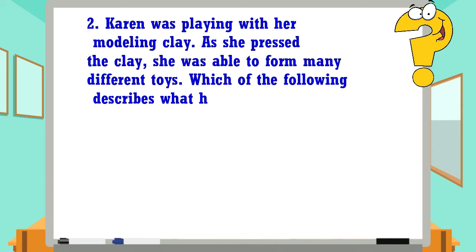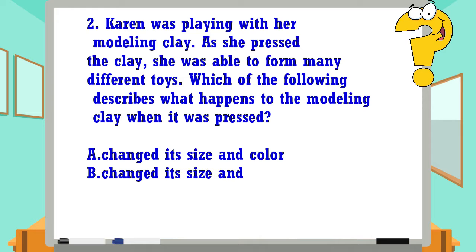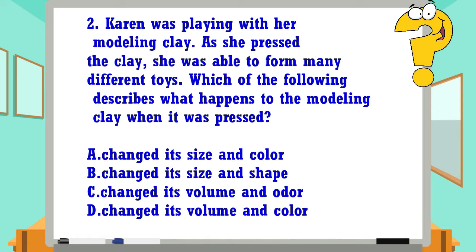Karen was playing with her modeling clay. As she pressed the clay, she was able to form many different toys. Which of the following describes what happens to the modeling clay when it was pressed? A. Change its size and color. B. Change its size and shape. C. Change its volume and odor. And letter D. Change its volume and color. Your timer starts now.